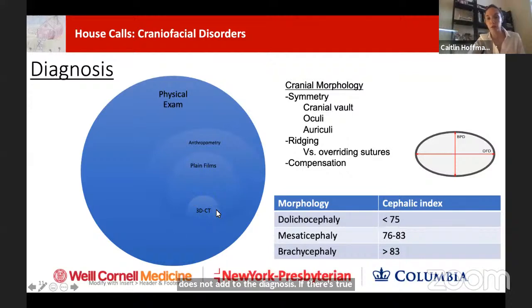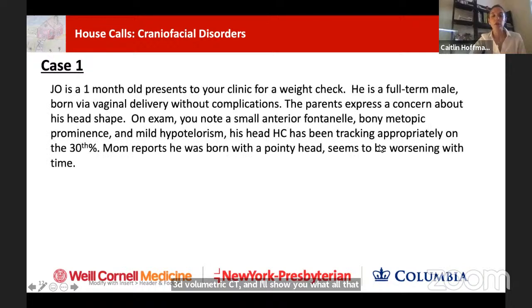If there's truly a concern over diagnosis, then we will reach for a low-dose 3D volumetric CT, and I'll show you what all that looks like. So let's look first at this case.